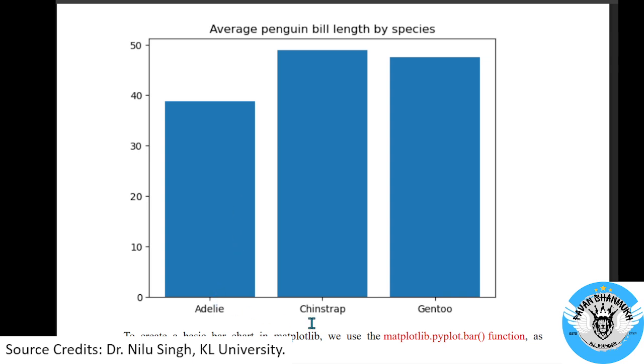So Adelie, Chinstrap, Gentoo, these are the three different categories we have, or three different penguins. Sorry, not penguins. These are three different species. If you observe, the length ranges from 0 to 50, and there are just three species and three different bars of equal width, with different heights.